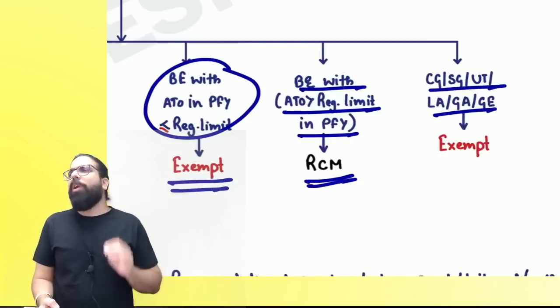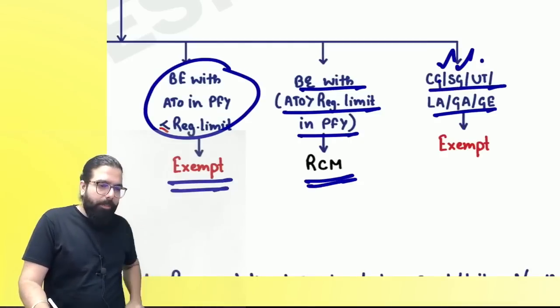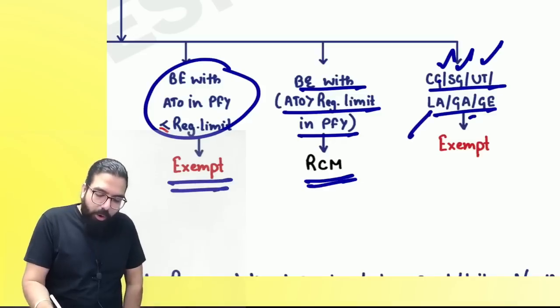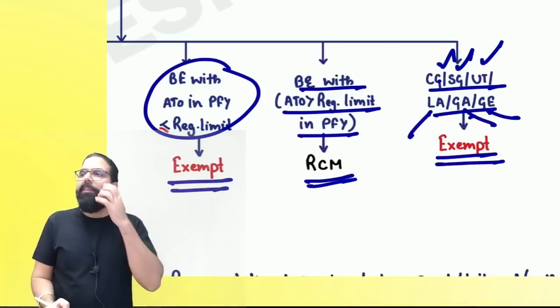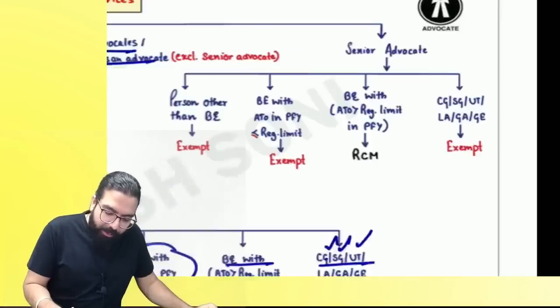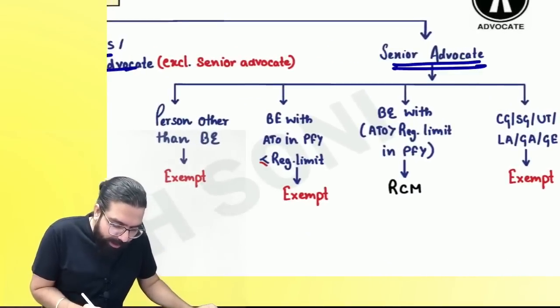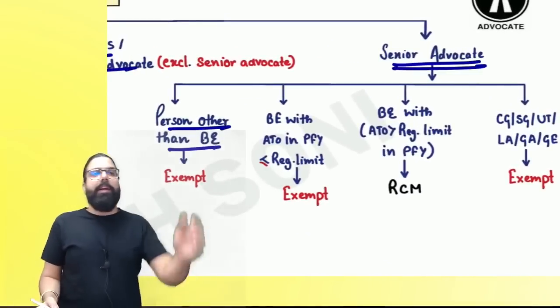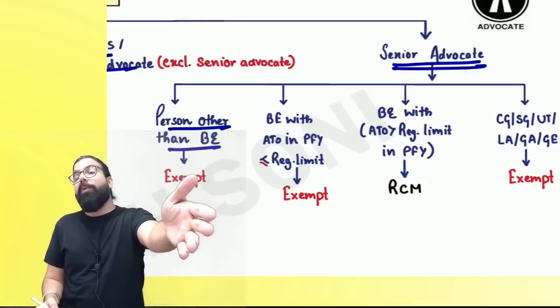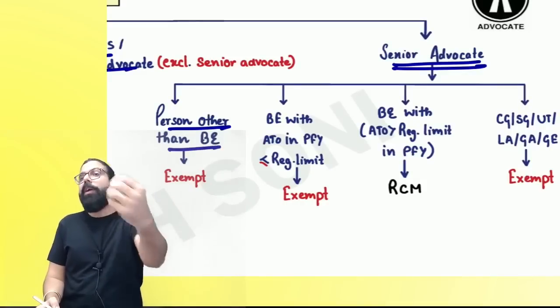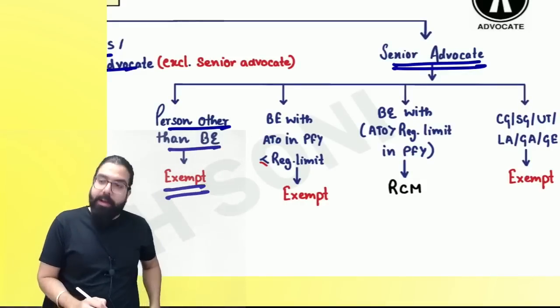Advocates giving services to central government, state government, union territory, local authority, governmental authority or governmental entity, GST will always be exempted. Now, a senior advocate giving services to a person other than a business entity. He told, sir, Lina is very dangerous, I want a senior advocate. Now the senior advocate's services given to him, what will happen? Advocate or senior advocate, GST will always be exempted.